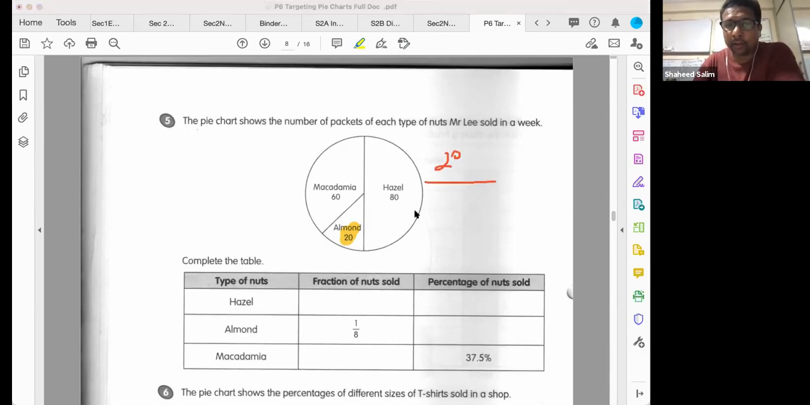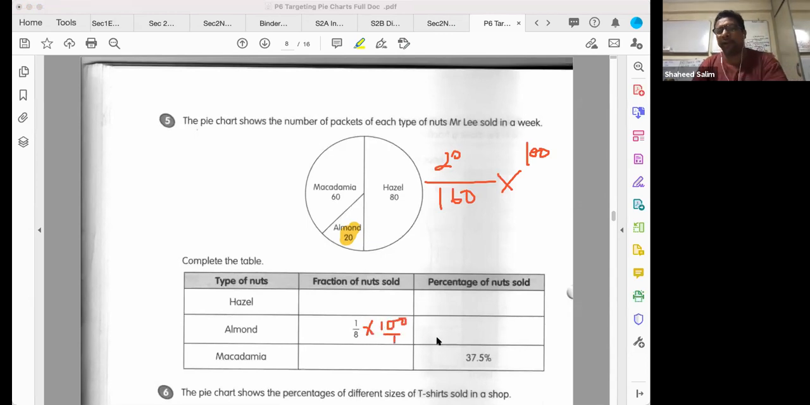20. What's the total? 80 plus 60 plus 20, 160. This one you can get the fraction. Or you know the fraction just times 100. Actually, you don't even write this, they already give you down here. Just times by 100. Any fraction or decimal you times by 100, you get the percentage. So you will get what? 12.5%.